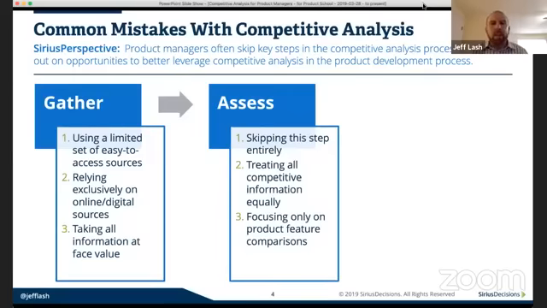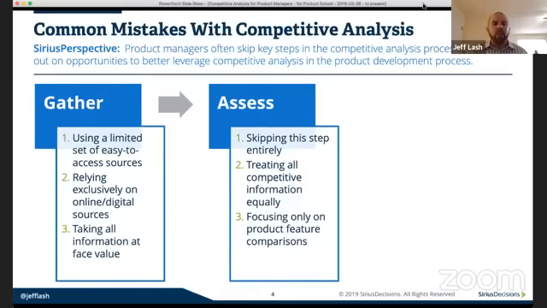When we get into the assess step, a couple of mistakes we see people make. First is just skipping it entirely, right? I've seen a lot of people where they read a press release or they get one email from a salesperson saying that their competitor is doing something, and they spring into action and just say, all right, this competitor added this feature, we're going to add this feature, without ever actually analyzing, should we be adding this feature, or why did they add this feature and what were they trying to do?